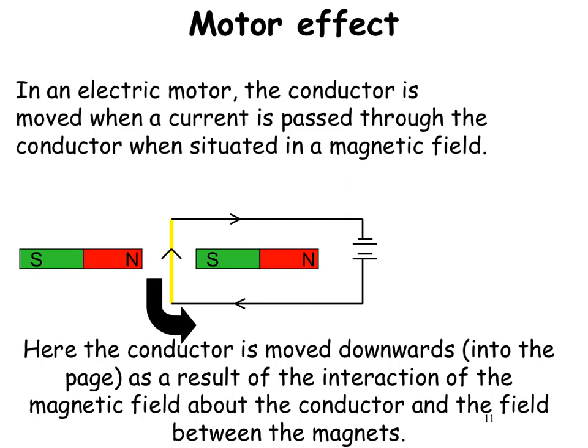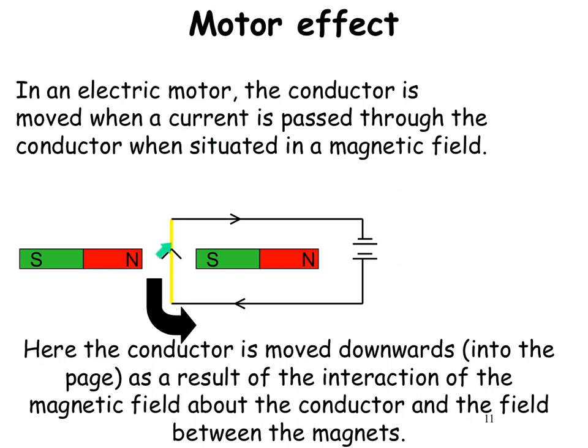So we now kind of know that if magnetic fields interact, they cause forces, and we're going to use this to our advantage. An electric motor has the motor effect, and that is when a conductor is moved because a current passes through the conductor in a magnetic field.